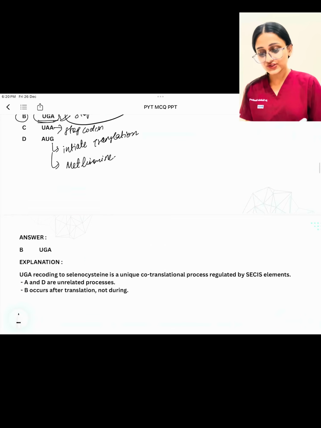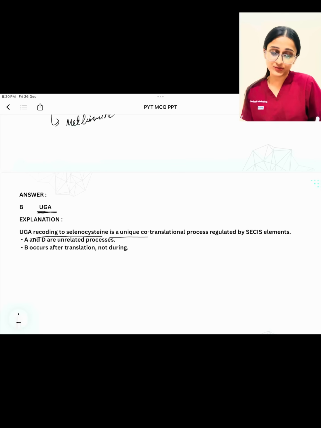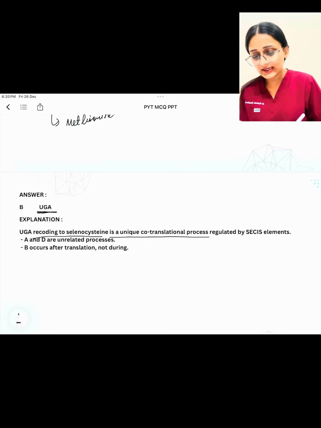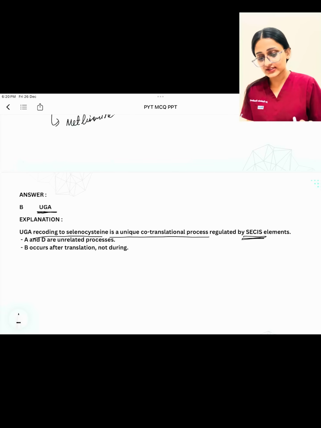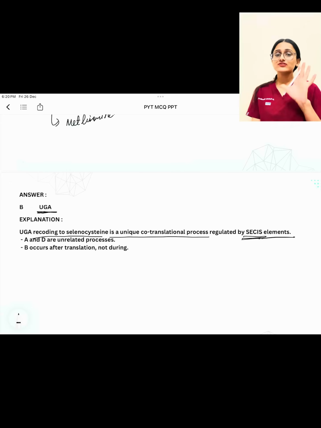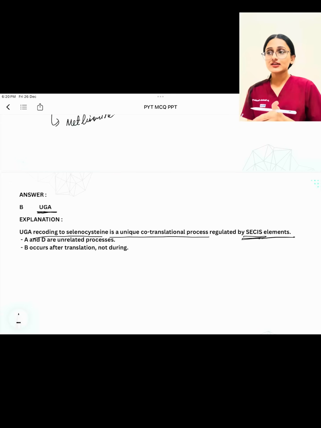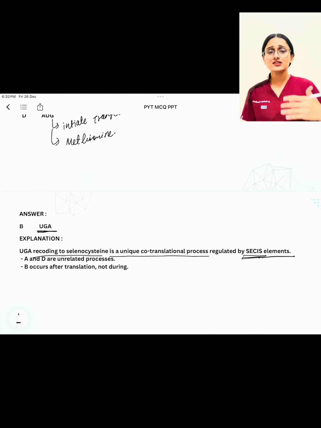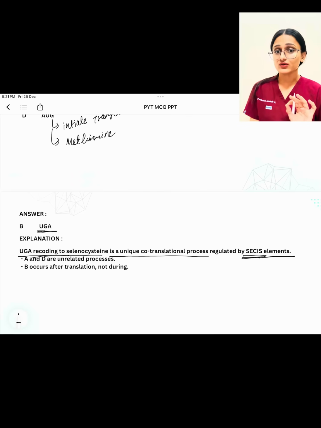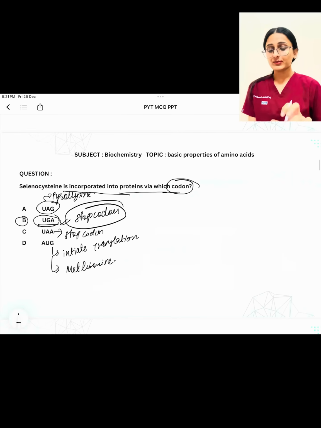The answer is UGA recoding to selenocysteine. UGA recoding to selenocysteine is a unique code translation process. So yes, A and D are unrelated and B occurs after translation, not during. Okay, so basically just have to remember that UAG is for pyrrolysine, UGA is for selenocysteine, UAA is just a stop codon, AUG is for methionine. It is a start codon. Okay, it initiates translation. That we have to remember for this question.